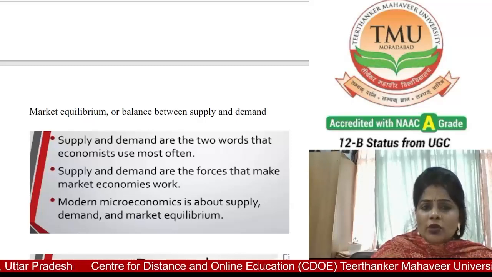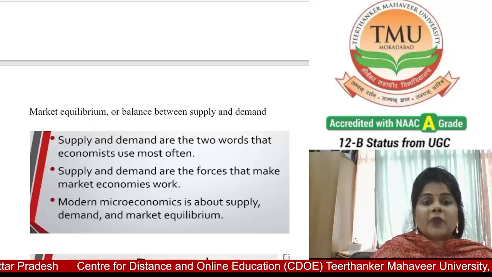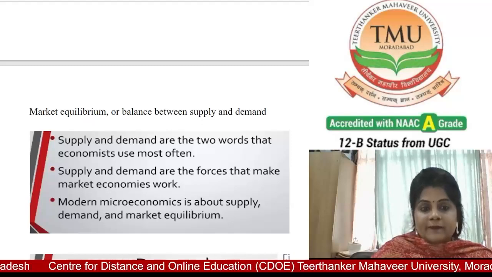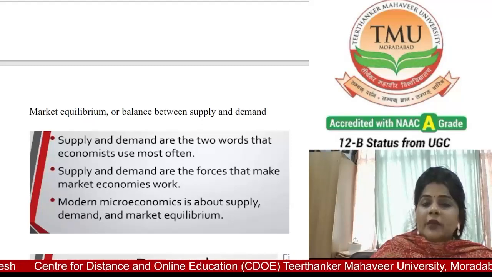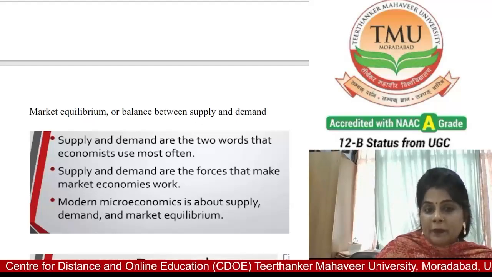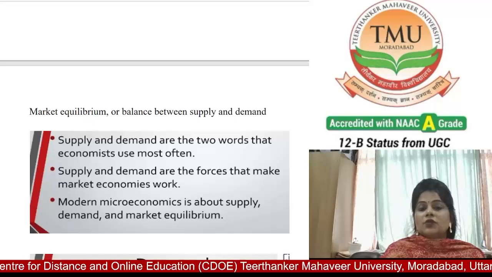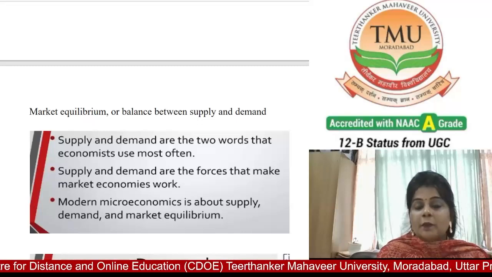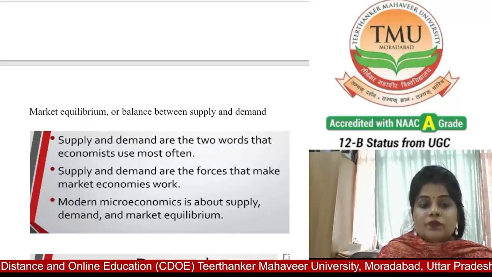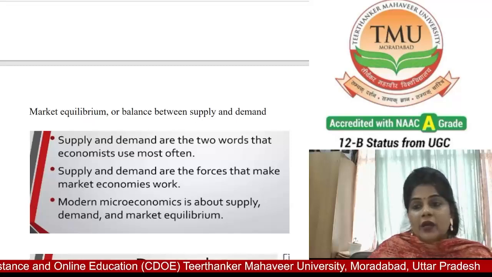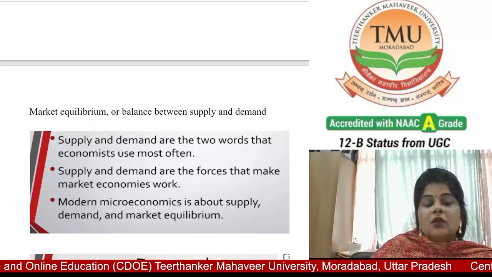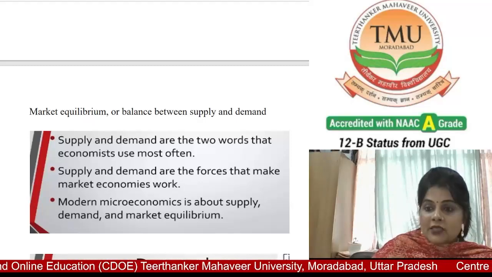Thus, if the price of a commodity decreases by 10% and sales of the commodity consequently increase by 20%, then the price elasticity of demand for the commodity is said to be 2. So, supply and demand are the two main factors which determine the price.